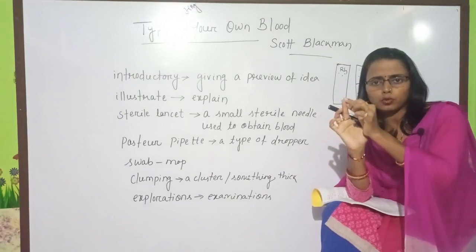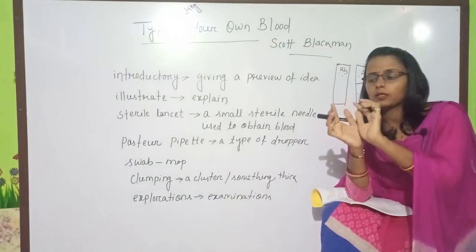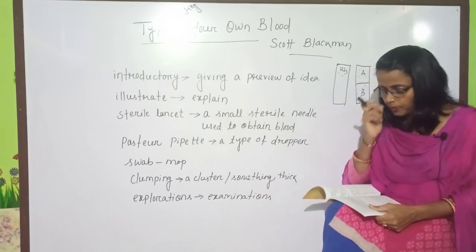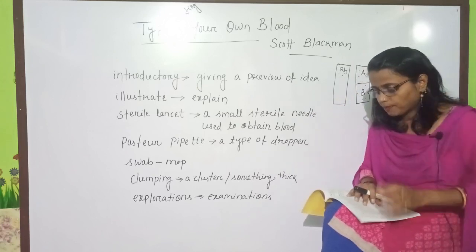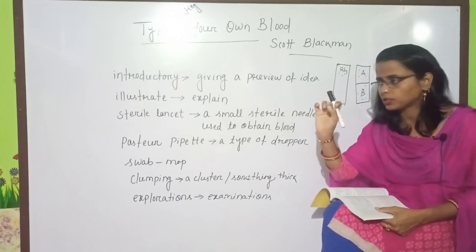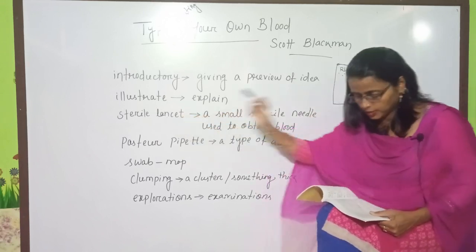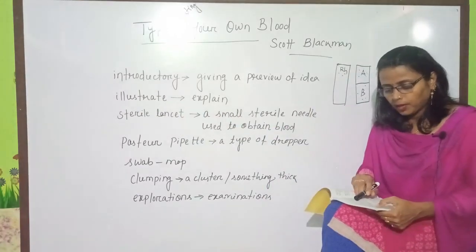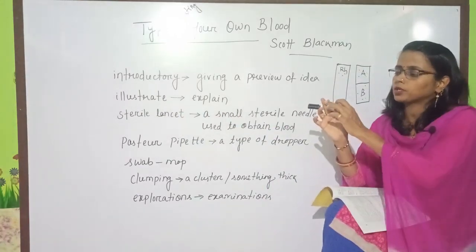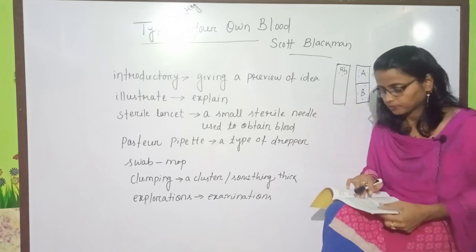First of all we have to rub this place, then the excess alcohol must be evaporated. Then after opening the sterile lancet, prick the sterile finger once. Now we have to prick the finger once by using this sterile lancet, approximately 1/4 inch beyond the end of the fingernail. Almost here we have to prick.